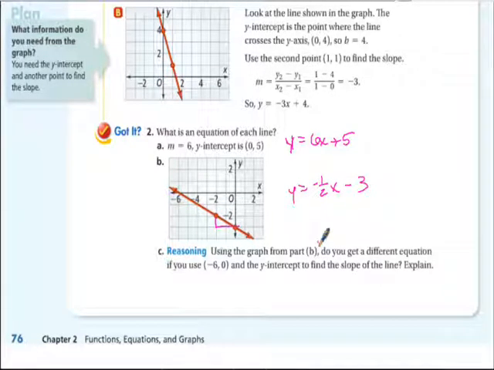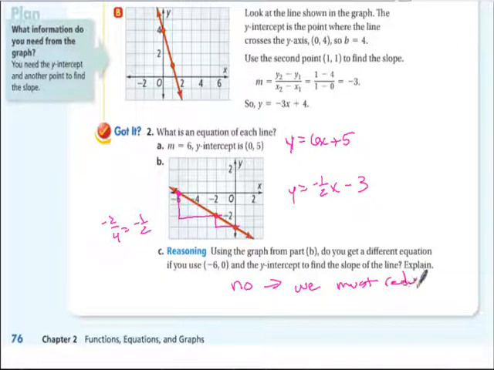Easy enough. Using the graph in part B, do you get a different equation if you use -6, 0, and the y-intercept to find the slope of the line? If you use this point right here, you go down 2 over 4, but down 2 over 4 reduces to -1/2, so it's no, but we must reduce. Okay, must reduce.